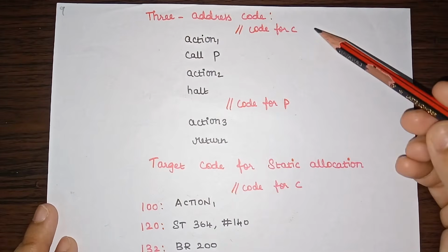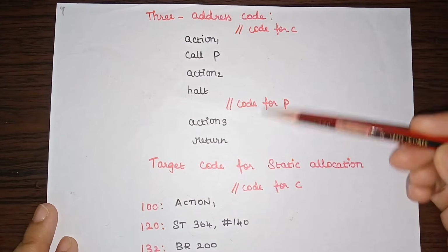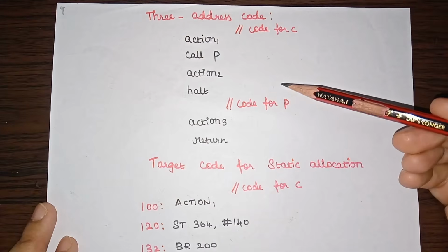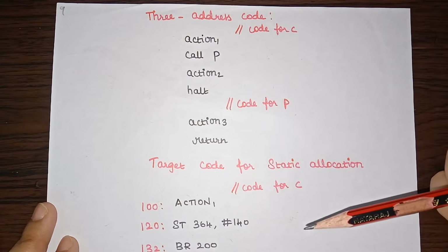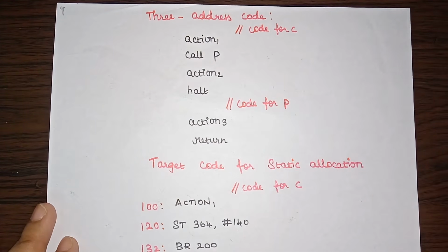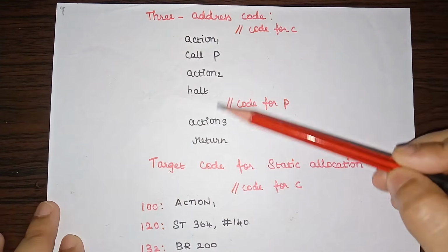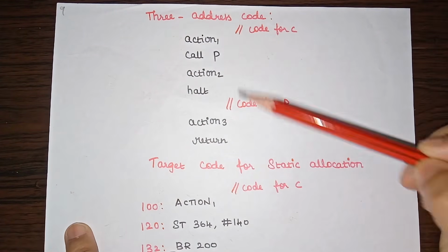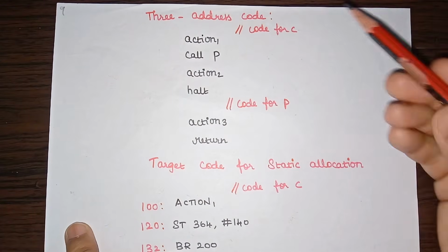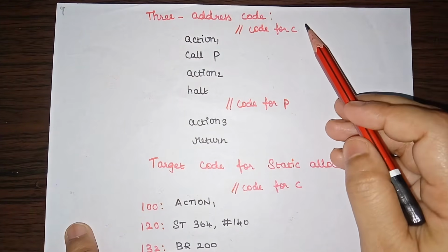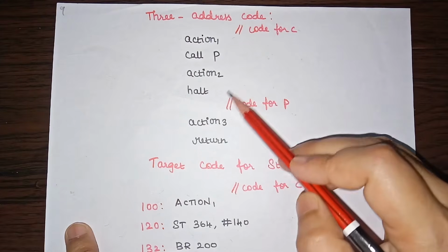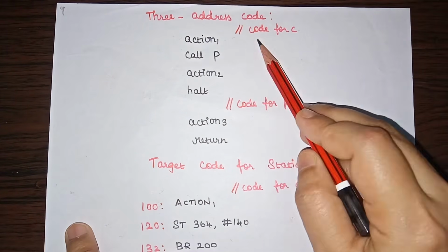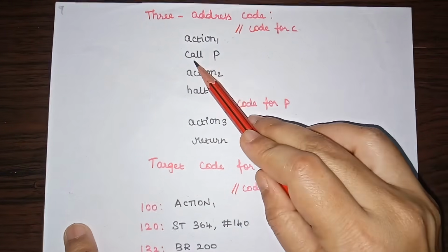So let us consider this example, which is a three address code, and first we'll try to convert this into target machine instructions, and then we'll see how the calling is happening, how the addresses are referred, and how the return statement is working, right? So here we have two procedures. One is procedure C and the next one is procedure P. For procedure C, we have some statements: action 1, which will perform some action. After that we have call P.